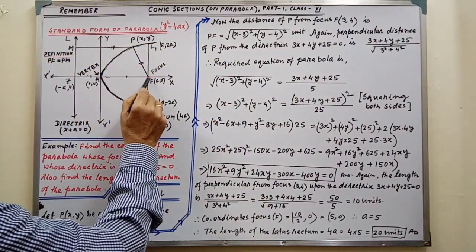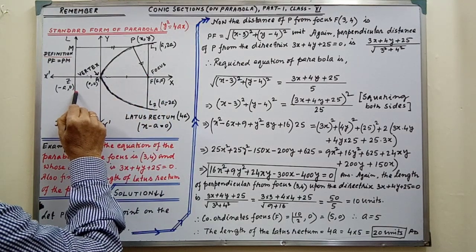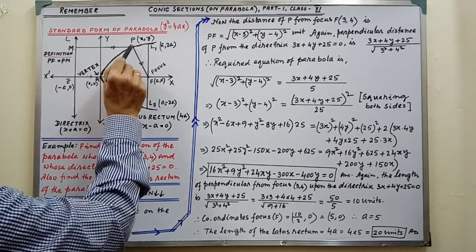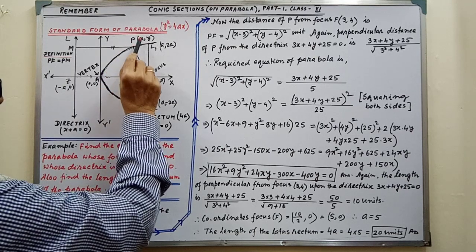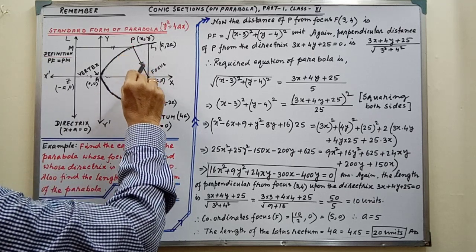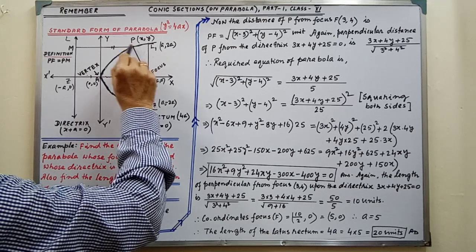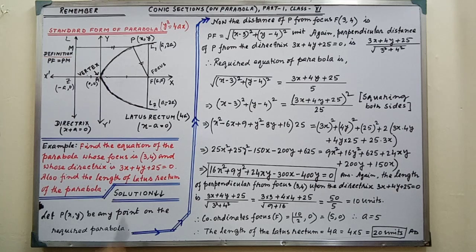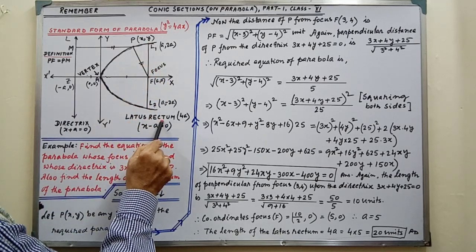Now, this fixed point is known as focus, fixed straight line is known as directrix. And definition of the parabola: this is any point on parabola, that is P, coordinate xy. We have to find out the distance from focus to this point and this point to directrix, that is PF equal to PM. This is the definition of parabola, and this length is known as latus rectum.